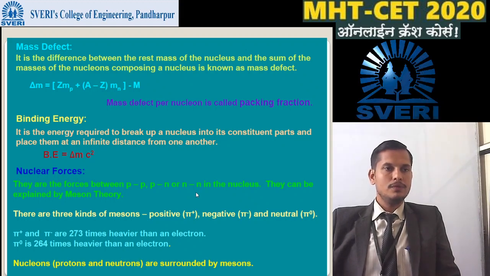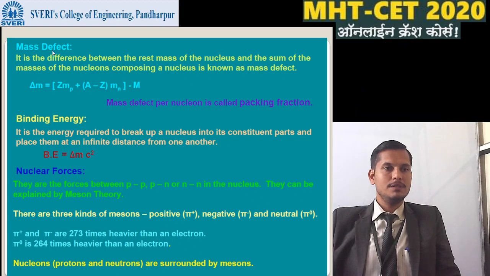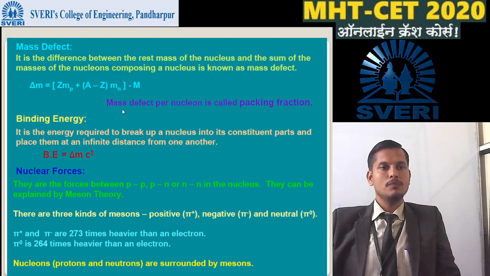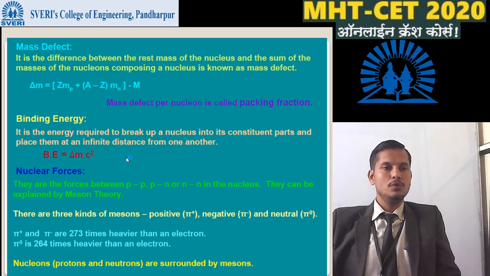So we have discussed these points. What is meant by mass defect, that is delta M, the total mass and the sum of the masses of nucleons. Binding energy is the energy utilized to bind the nucleons, and nuclear forces act between protons and neutrons, so we have discussed these.